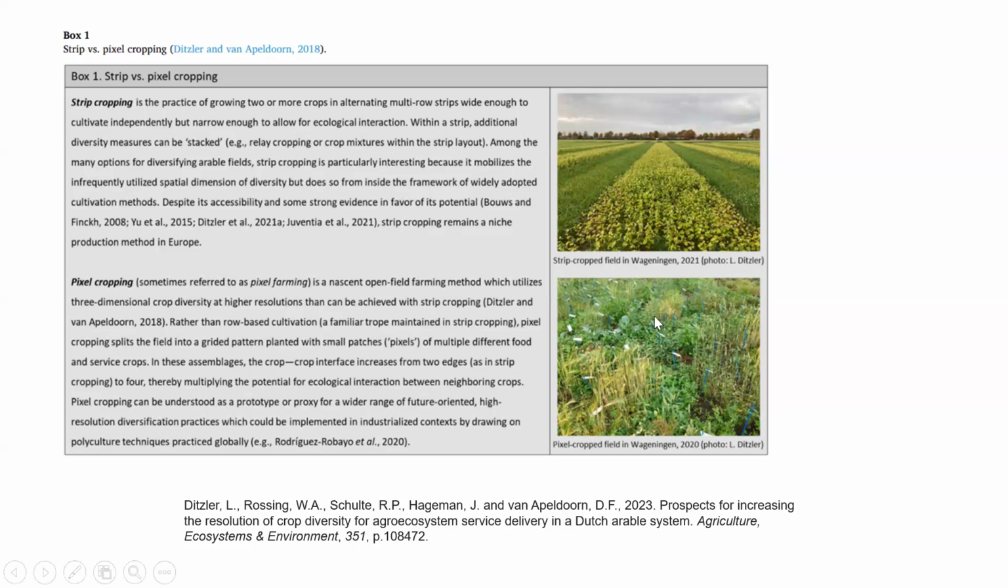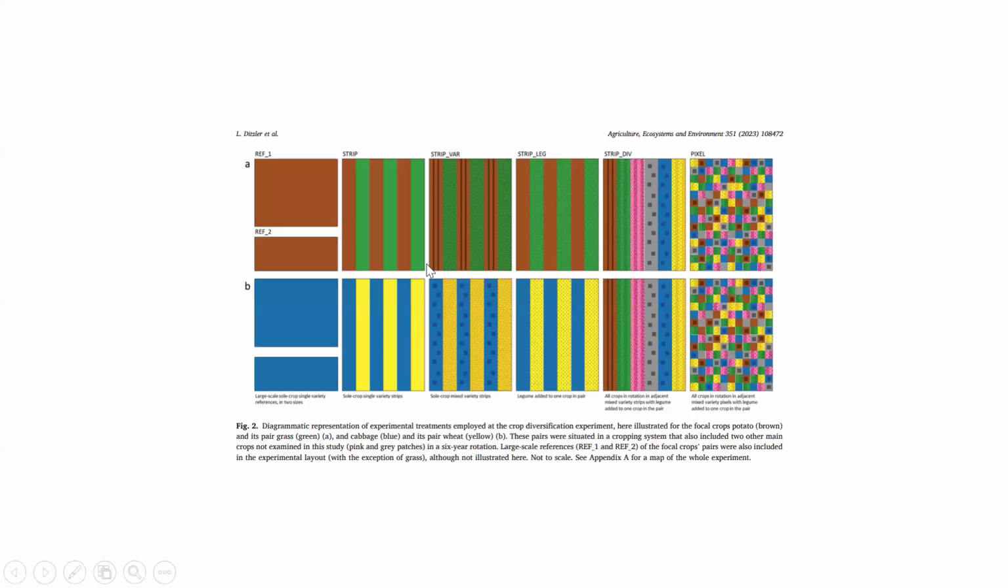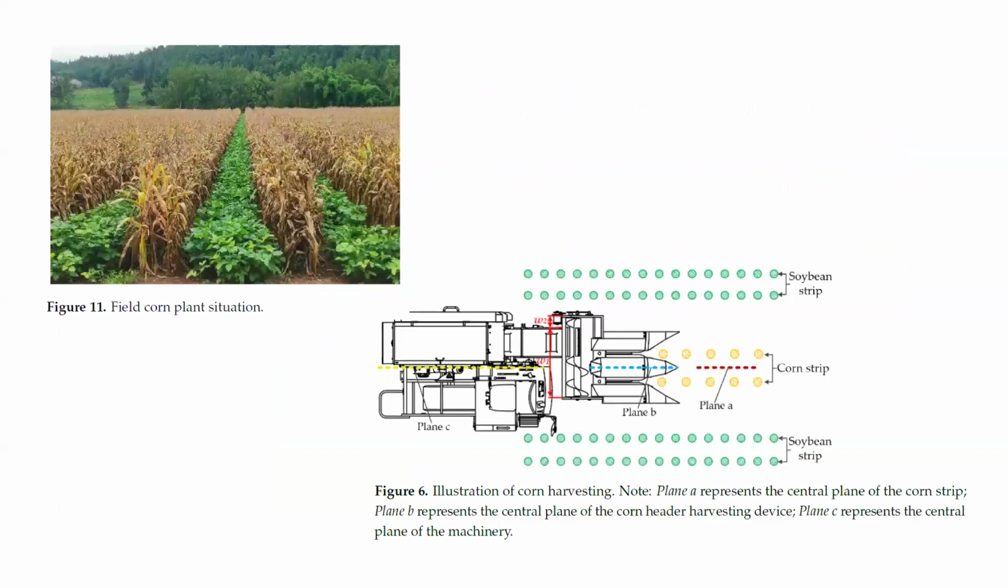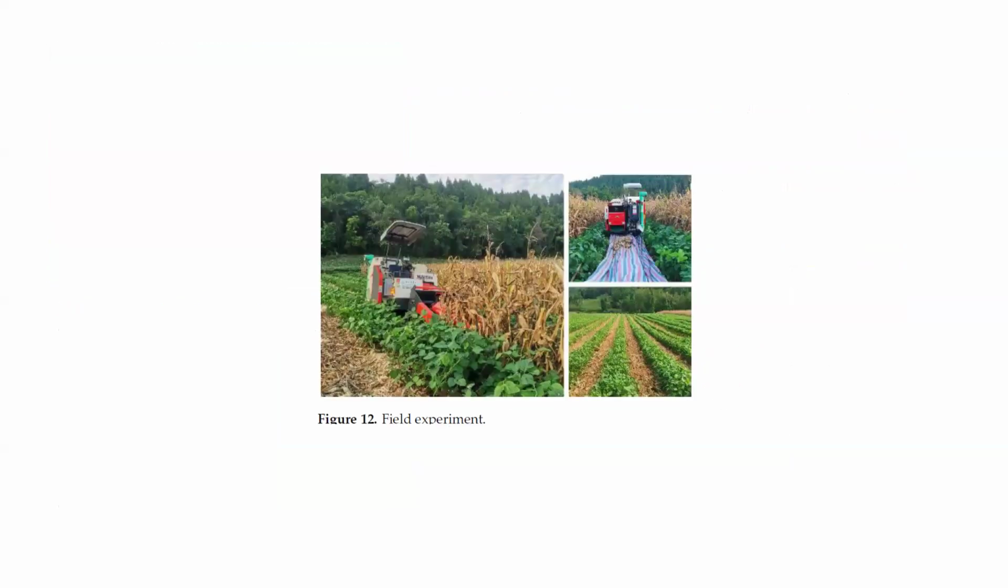Now, we don't have any machines yet that will harvest this. This would have to be done by hand today, at least to my knowledge. But I did want to share some information about harvest management if we would not pixel crop, but just strip intercrop. For this, we're going to go to China, the Henan province of China, that has a lot of maize, a lot of wheat, and they do a lot of intercropping there. So they have designed equipment to properly harvest crops like maize and groundnuts, or maize and beans. And I just wanted to show you some of that equipment.